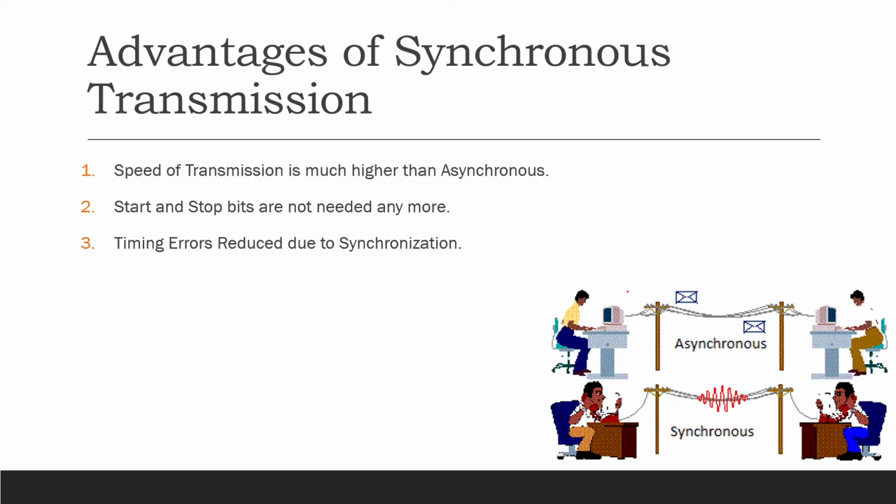Now, what are the advantages of synchronous transmission? The very first advantage is speed. It has much higher speed as compared to asynchronous. Also, start bits and stop bits are absent. Here, idle times are absent. So the second statement highlights the absence of start bits and stop bits. Third is timing errors: we are reducing the timing errors because of the synchronization. There is no issue of synchronization.